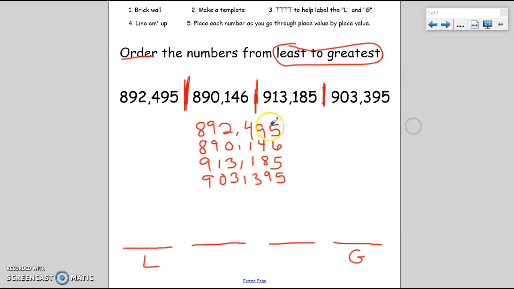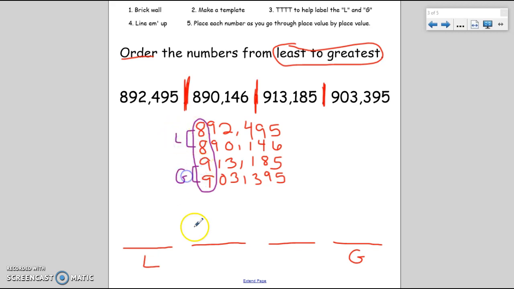Okay, so now we're going to go ahead and place each number into our template as we go place value by place value. With 4 numbers, it's going to look a little bit different. You have to really think logically here. For example, when I look at this very first place value, the 100,000s place, I see 2 8s and 2 9s. What that tells me here is something huge. I know that these 2 8s are less than these 2 9s.